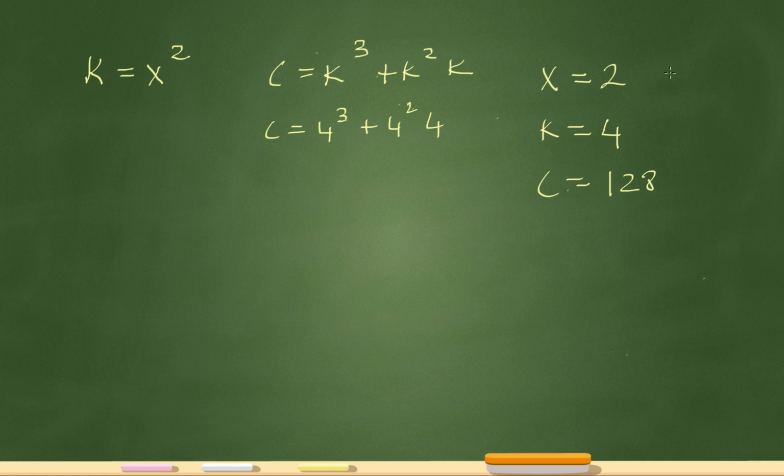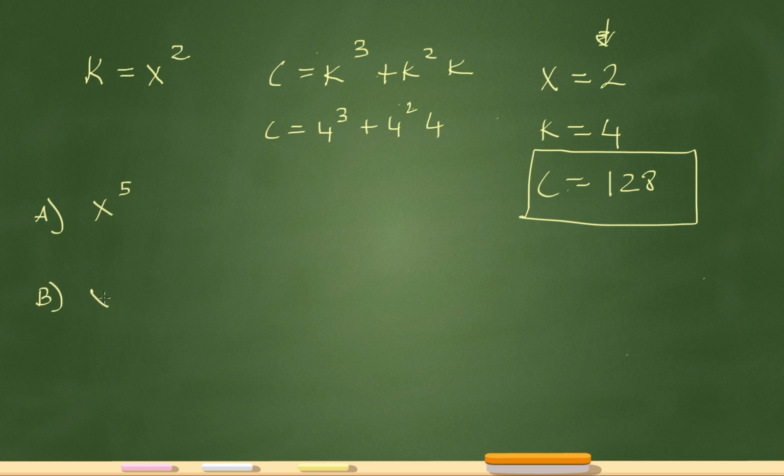Now the question is asking, what is c? So I know that c is 128 when x is 2. Now if you look at the answer choices, they're all in terms of x, they all have x's. So I'm going to plug in my x, which was 2, into all my answer choices and see where I get c equals 128. And c is x to the 6th plus x to the 6th. And let me just write d up here. D is x to the 7th.